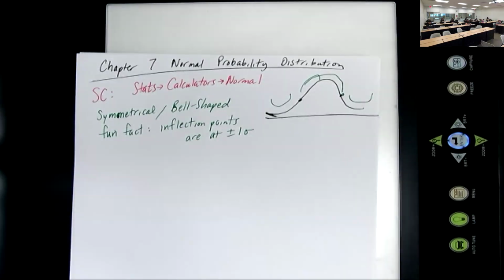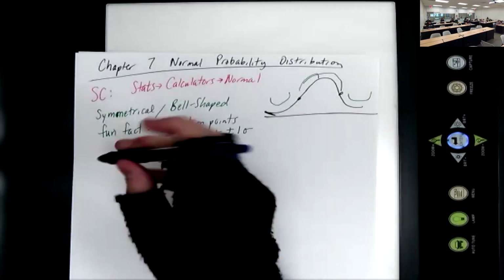Inflection points is where the curve looks like a bowl upside down. That's what inflection points means. It's very much a calculus thing. That's just a fun fact. Facts you should know.